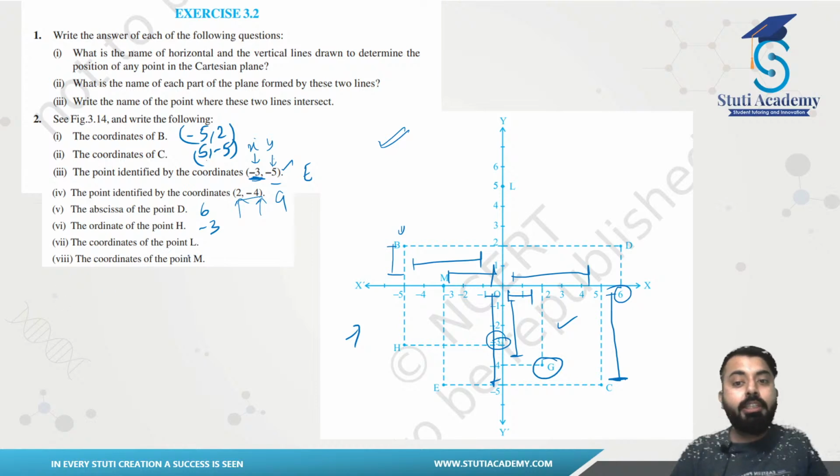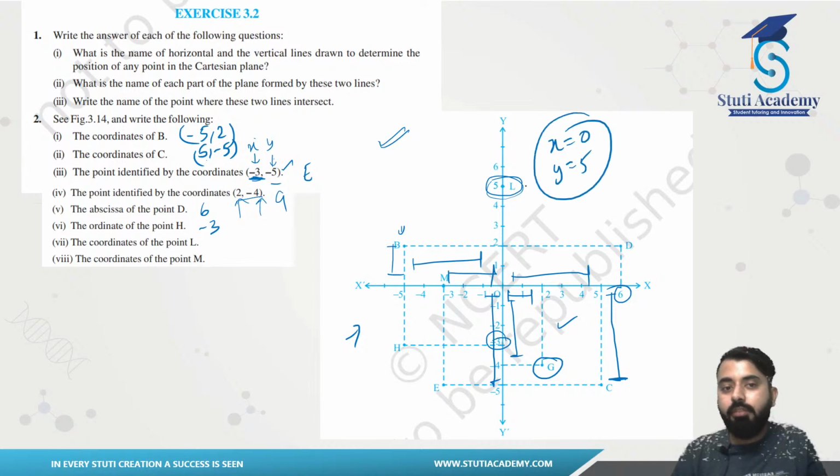Now, coordinates of point L, where is the point L? It is here. You see it is lying on your y-axis, and I've told you already, when a point is lying on an axis, that means its other coordinate is 0. So in this case, x is 0, and the value of y is 5. It is 5 units vertically upwards. So coordinates of L will be x is 0, y is 5. It is (0, 5).